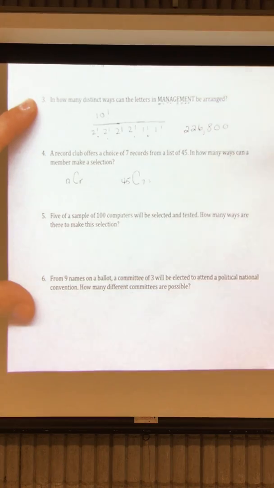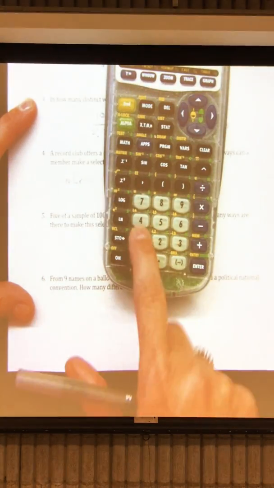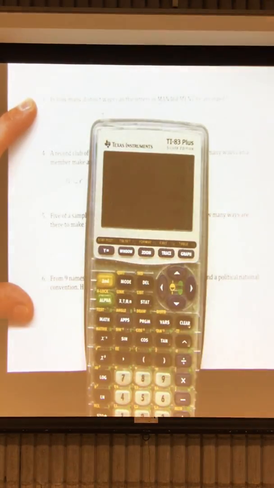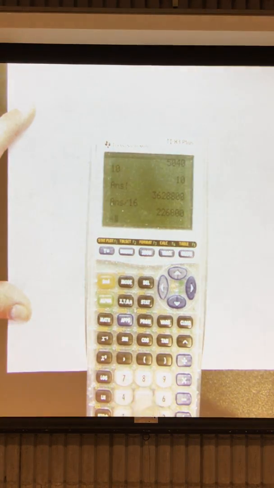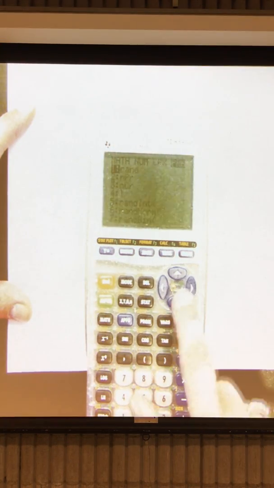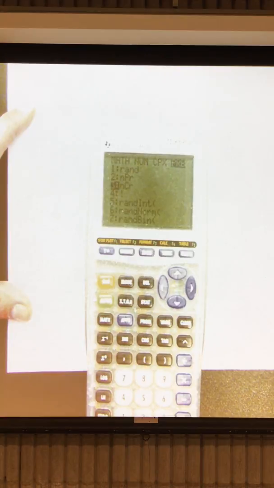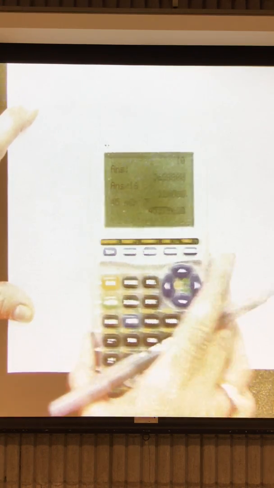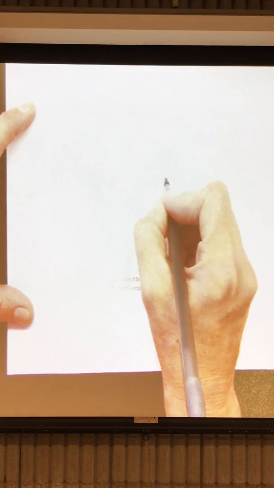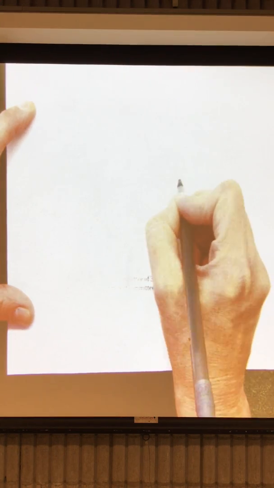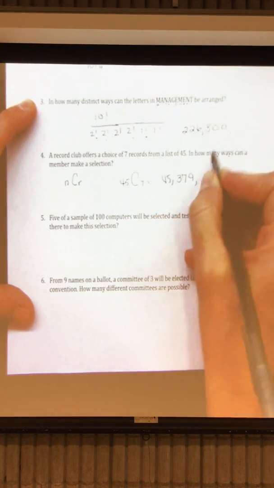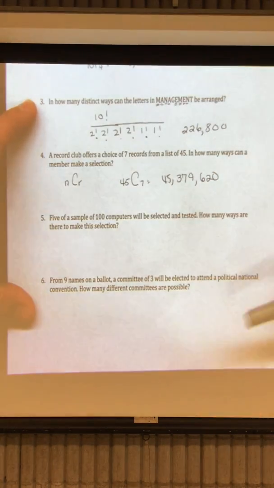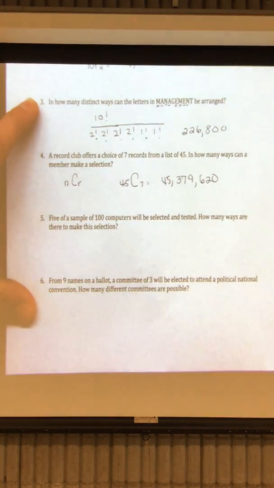So using the calculator for combinations, we have 45, math, PRB, 3 is combination, so 45 nCr 7, and there is your number, 45 million 379,620 ways in which you can make a selection.